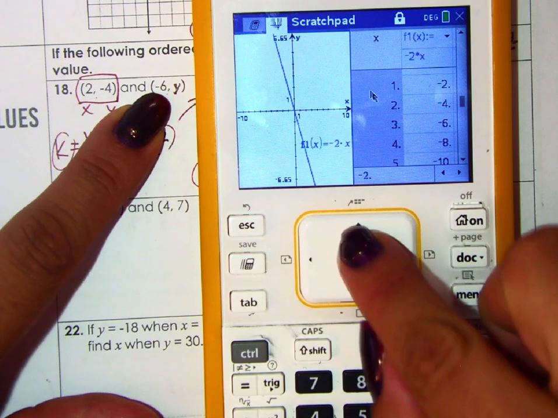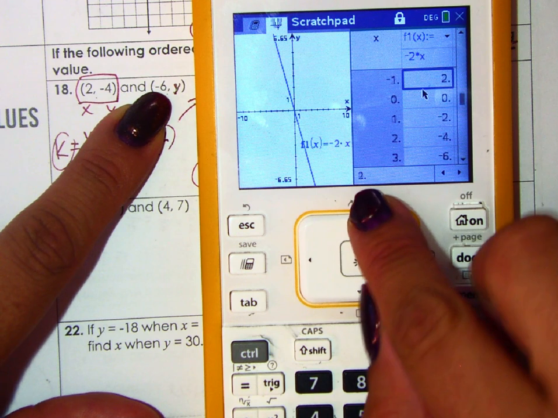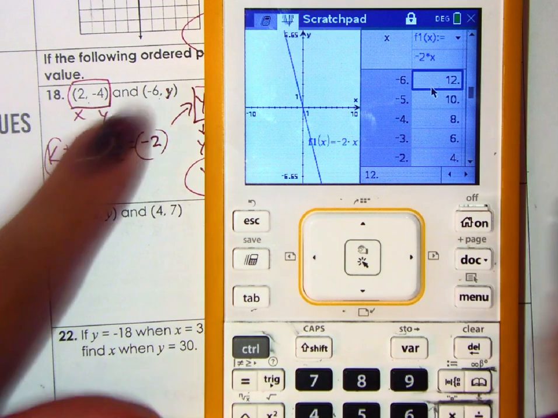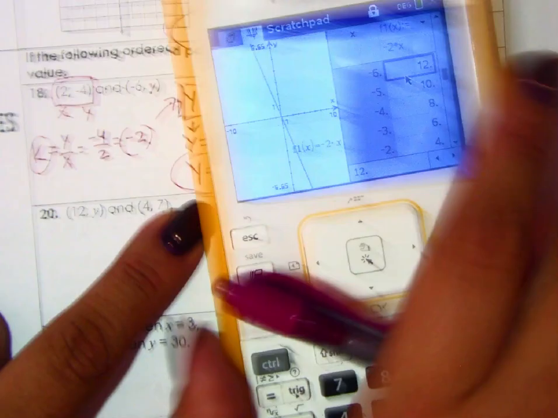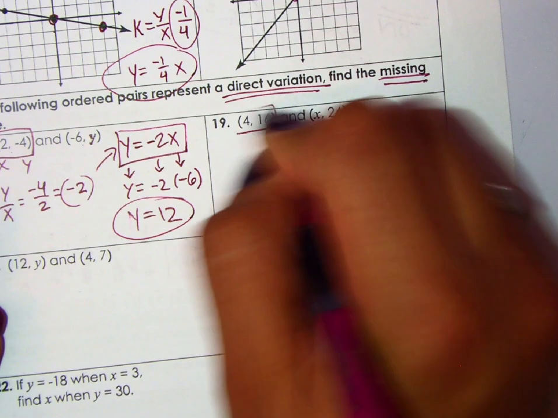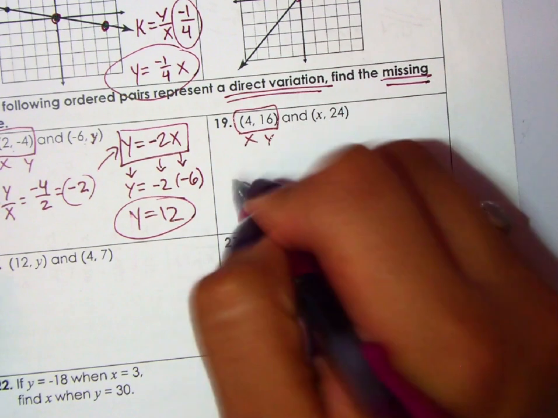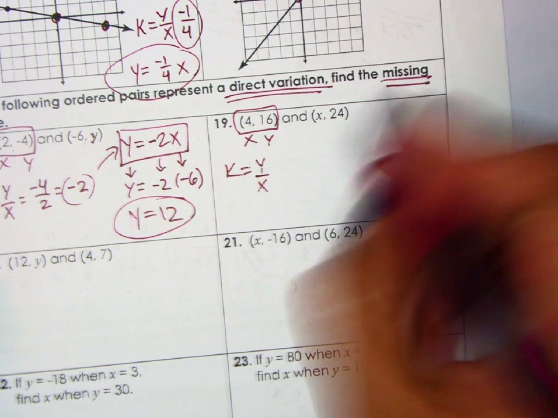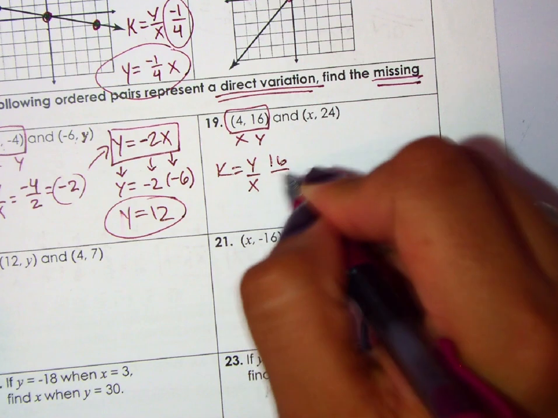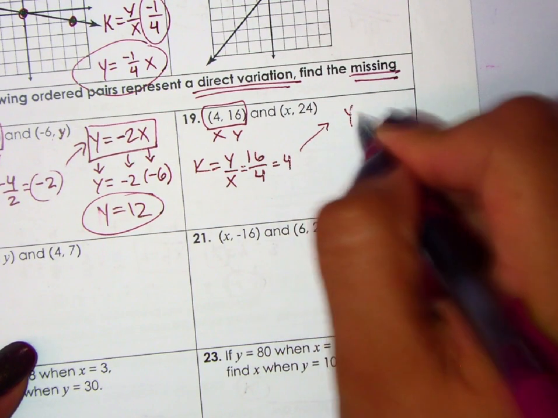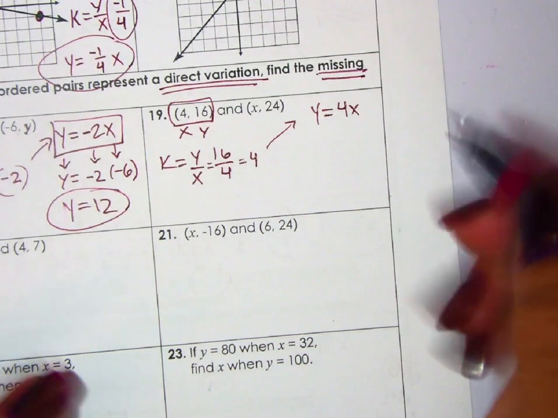Let's check on the table. So we go up to where there's negative 6, you have that 12 as your y. So algebraically works and graphically as well. Let's try one more example here. This point is given to you, that's your x and y. K equals y over x. We have 16 divided by 4, that equals 4. So that leads to the equation y equals 4x.